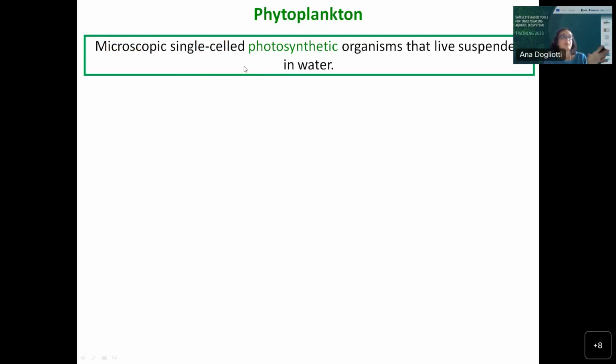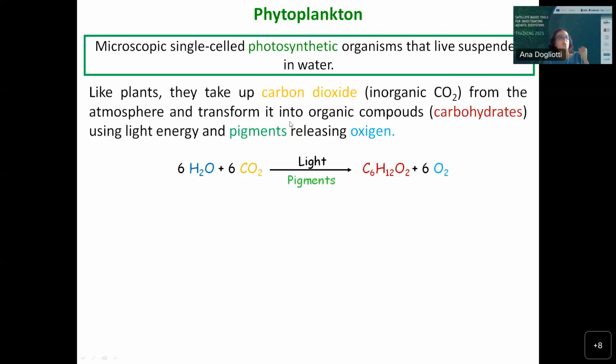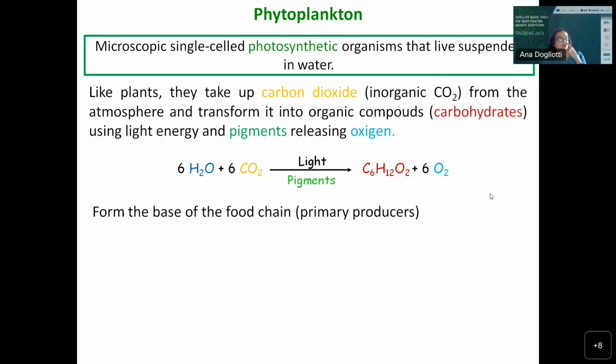These are microscopic single-cell photosynthetic organisms. They have pigments that allow them to do photosynthesis, and they live suspended in the water. Like plants, they take carbon dioxide from the atmosphere and transform it into organic compounds, using light energy and pigments, finally releasing oxygen. They form the base of most of the food chain, so they are called primary producers.